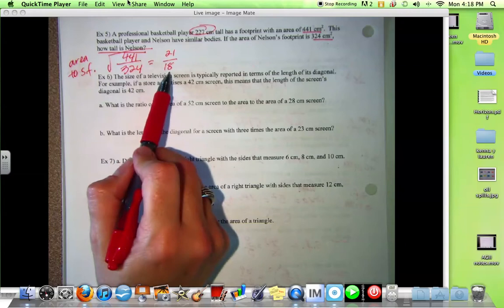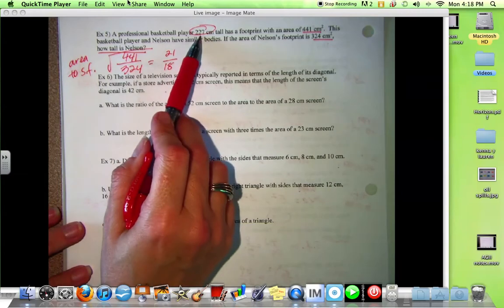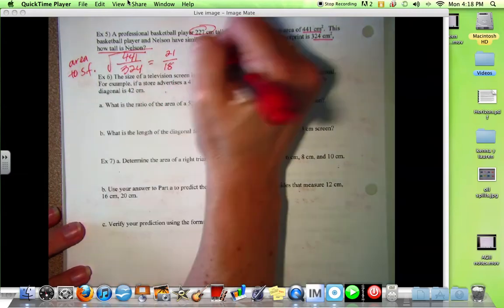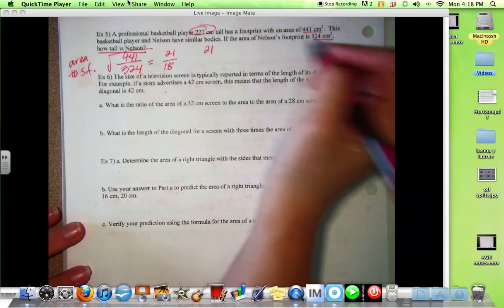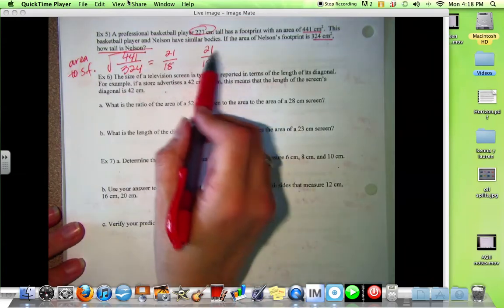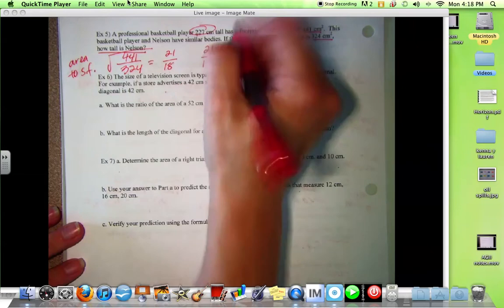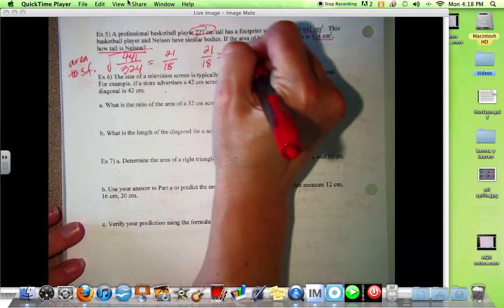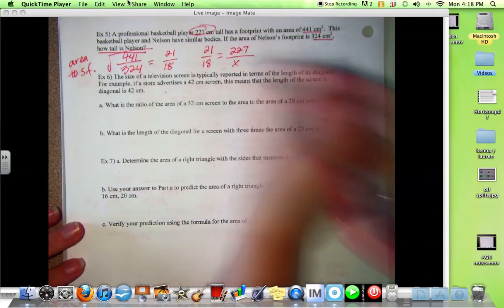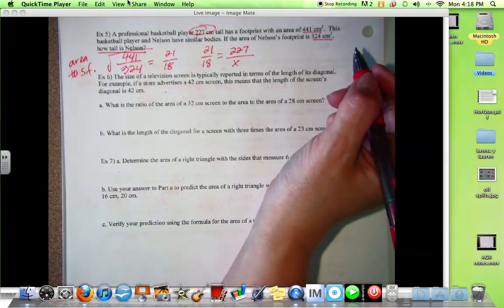Now I have a scale factor. I'm going to use the height of this basketball player to find the height of Nelson. So 21 over 18. The 21 corresponds with this basketball player, which is 227, and Nelson corresponds with 18. So that's where we'll put the x.